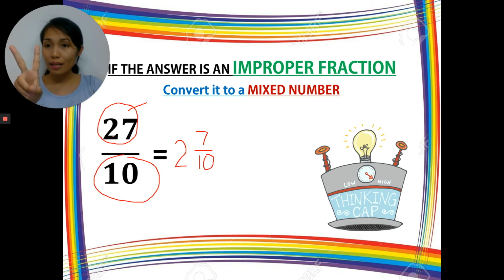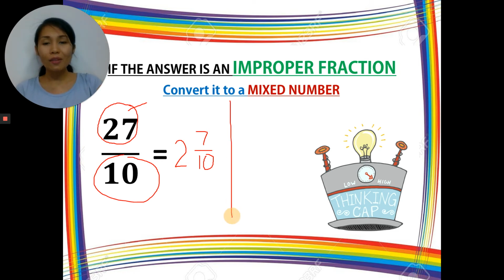You count how many tens are there in 27. There are 2 10s, and that's 20. So we need 7 to get 27. Then for the denominator, copy 10. 2 and 7 tenths. That's the first way, where we can use our mental ability in converting.